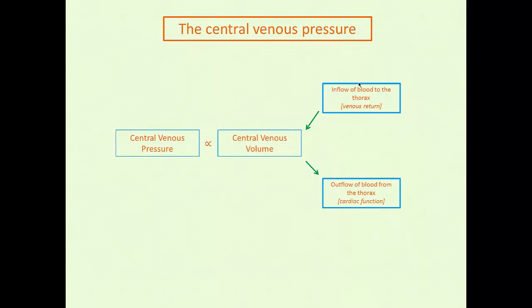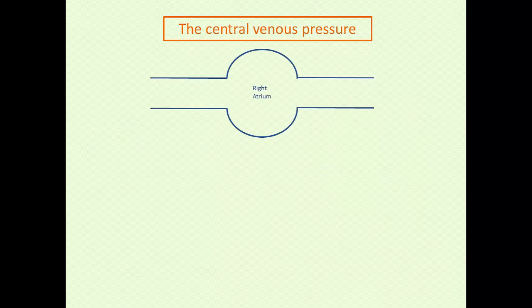This is your venous return, and this is your cardiac function. So if you're pushing a lot of blood into the thorax, but at the same time you're pumping a lot of it out, then your central venous volume may remain the same or actually even decrease. Conversely, if you have a little bit of inflow to the central venous space and at the same time your heart's unable to pump it out, then oddly enough, your central venous blood volume and therefore your central venous pressure may actually increase.